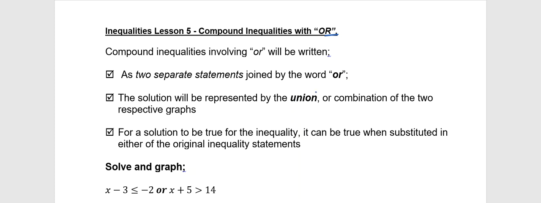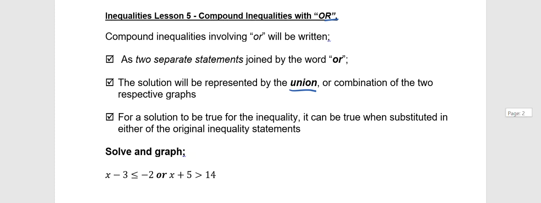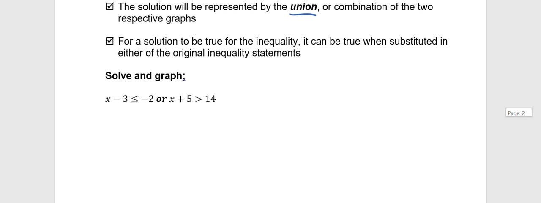And what that basically means is that our solution will be represented by what we call the union, or a combination of the two respective graphs or the two respective solutions. So it really means that if I was testing a value as a solution, it needs to be true in either one of the inequalities or the other inequality.